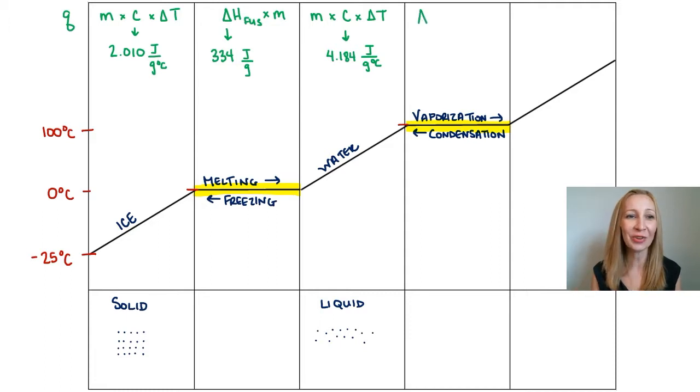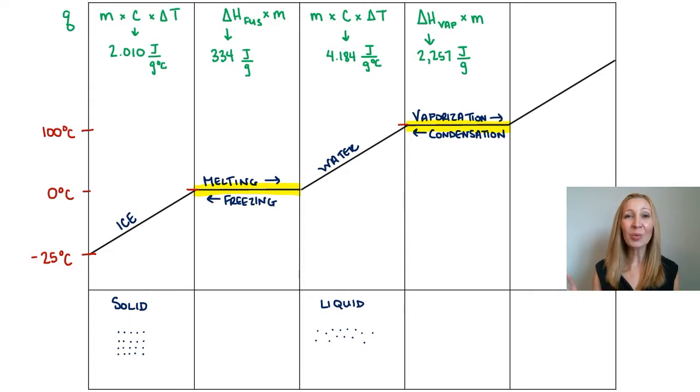So a new equation for the calculation for this phase change is the delta heat of vaporization times the mass. And the heat of vaporization for water, for H2O, is 2,257 joules per gram. Notice we don't have a degree Celsius in there because the temperature is not changing, just the phase.